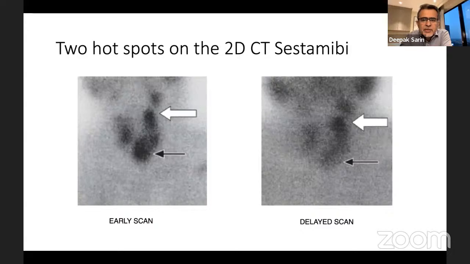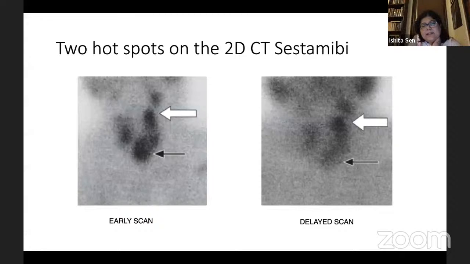So Ishita, these are not my pictures. I've taken them off the internet from a case, but I'm going to put them up for you. This is a 2D planar Sestamibi on a patient with PHPT showing 2 hot spots, one inferior on the left side and one superior on the left side. Of course, multi-gland disease is a possibility. What other possibilities would you consider? How would you modify your Sestamibi? Anything that can help sort out the dilemma between what the possibilities are here?